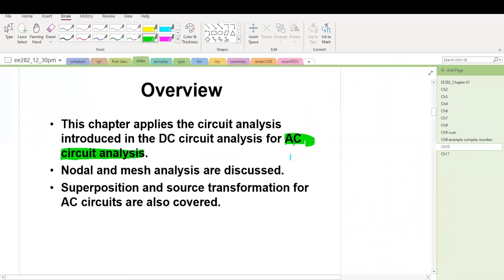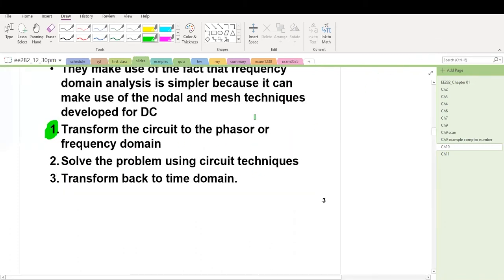In this video, we discuss AC circuit analysis. AC means sinusoid. We follow 3 steps in the AC analysis. The first step is transform the circuit into the phasor domain or frequency domain.